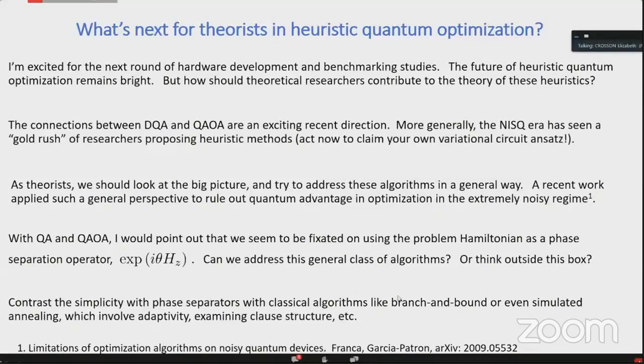But if you look at classical algorithms like branch and bound or simulated annealing, they involve these more complex primitives: adaptivity, examining clauses one by one, and so on. So I think it's time for us to evaluate this general idea. That's at least one thought I want to share.